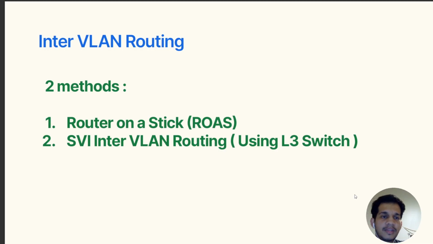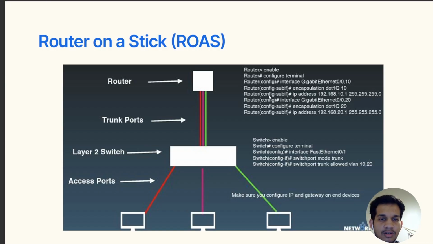Inter-VLAN routing is done with two methods: router on a stick, and SVI, switch virtual interface, using a layer 3 switch. So let's see in depth how inter-VLAN routing takes place. The first method is router on a stick. Here we have a router, a layer 2 switch, and access ports configured to the end hosts. This is an access port, and this is the trunk port. This is one physical interface, but the VLAN interfaces are sub-interfaces, so keep that in mind. A single interface has multiple sub-interfaces.